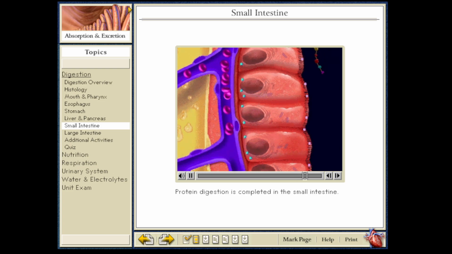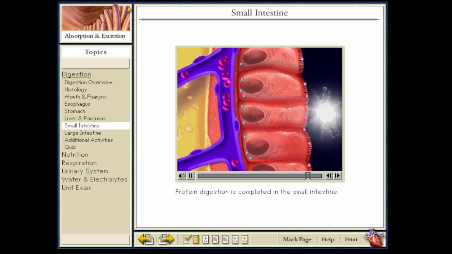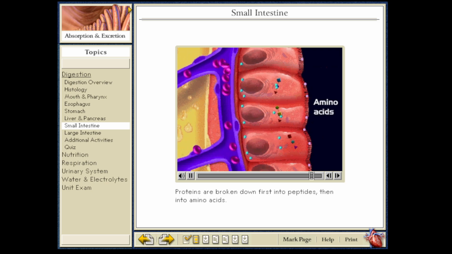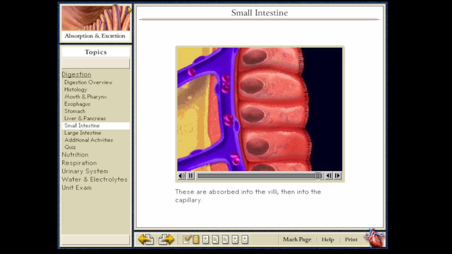Protein digestion is completed in the small intestine. Proteins are broken down first into peptides, then into amino acids. These are absorbed into the villi, then into the capillary.